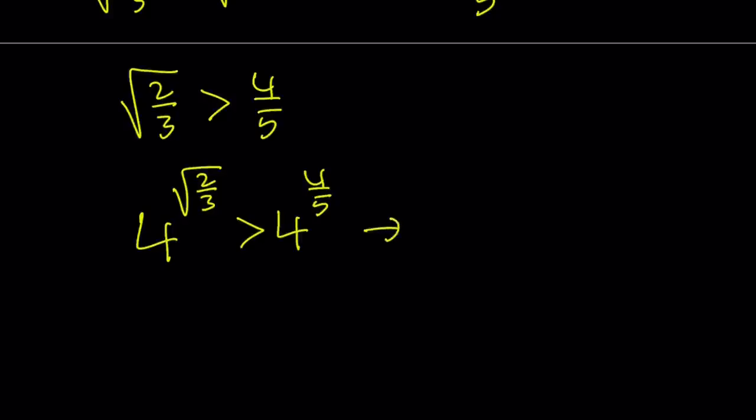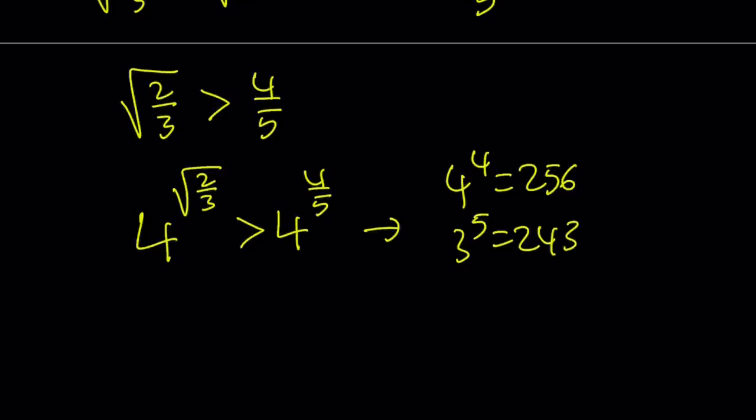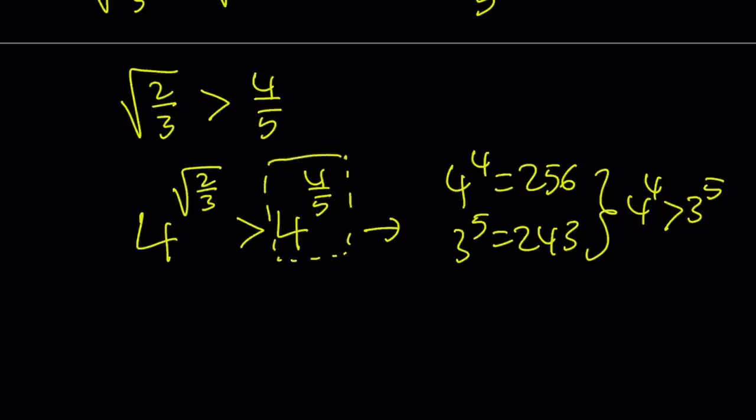That's interesting if you realize that 4 to the power 4 is 256, and 3 to the 5th power is 243, and 4 to the 4th is greater than 3 to the 5th. That is kind of interesting, but not interesting enough unless I divide the exponents by 5, because I do need 4 to the power 4/5, and it's going to come from here. You get the idea? So let's go ahead and raise both sides to the power 1/5.